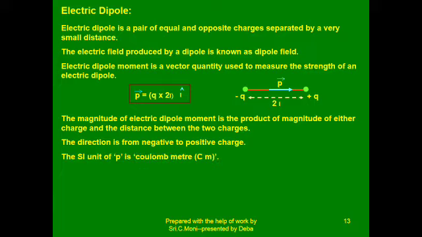The direction is from negative to positive charge. The SI unit of electric dipole moment is coulomb meter. A special note here: an ideal dipole is a dipole in which the charges are very large and the separation is very small.